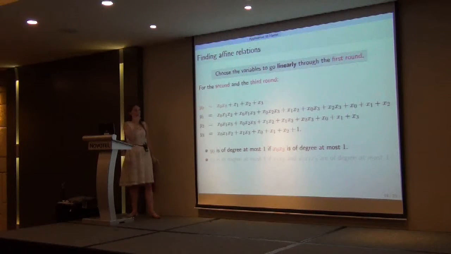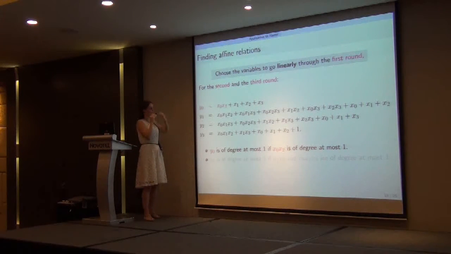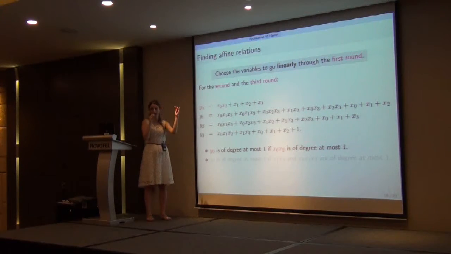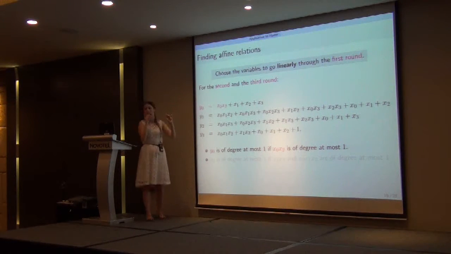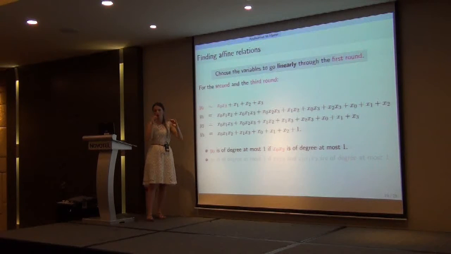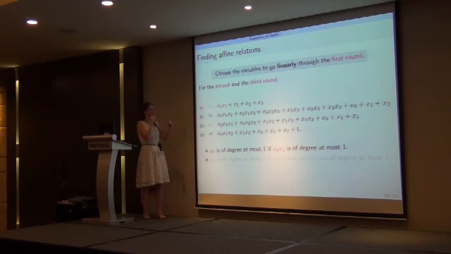So how did Fuhr find the affine relations? The first step was to choose the variables in the beginning of the compression function in such a way that they go linearly through the first round. So this was possible. However, then we had a second and a third round, to go through two non-linear layers. That, of course, could give some non-linear relations.